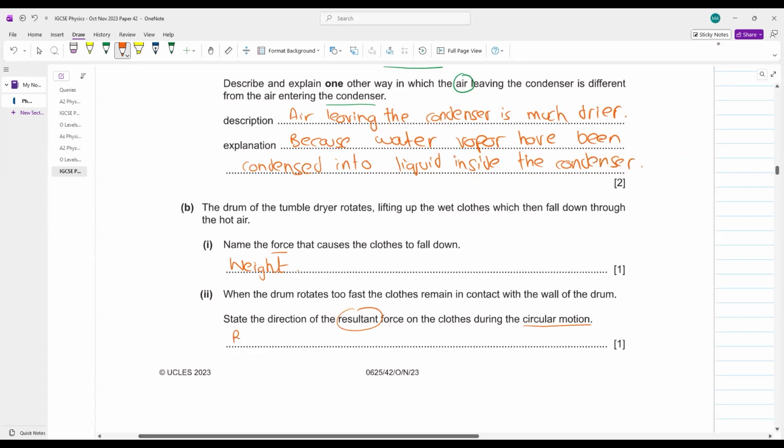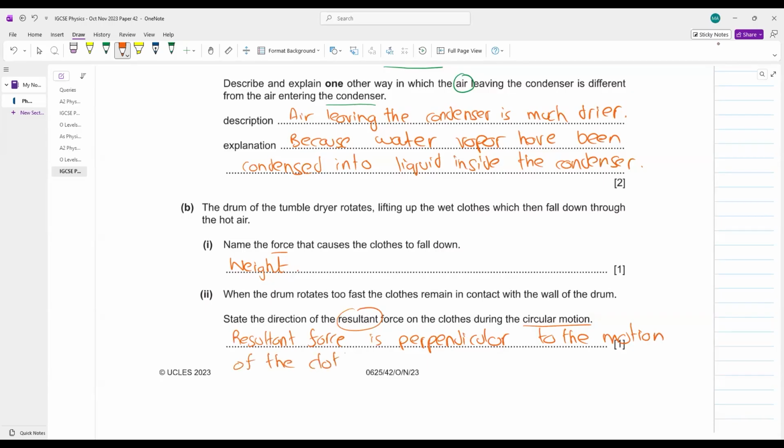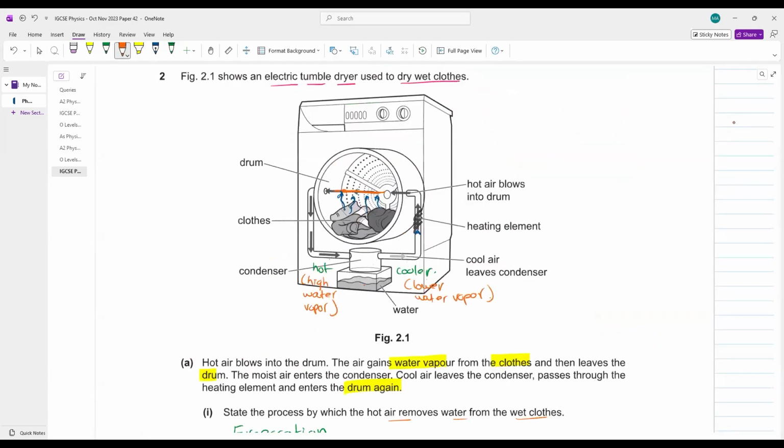You can say resultant force is perpendicular to the motion of the clothes. And let me show you on the diagram as well. What do I mean? Whenever the clothes are moving in a circle, let's say these are some clothes. A resultant force perpendicular to the clothes and towards the center will act like this.